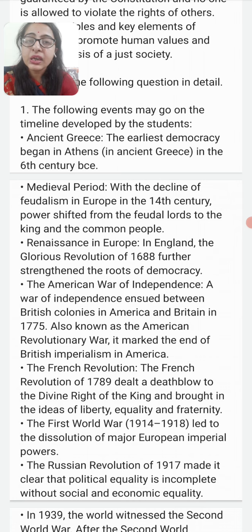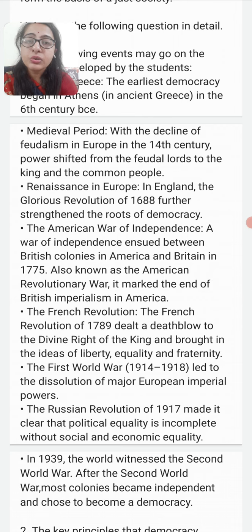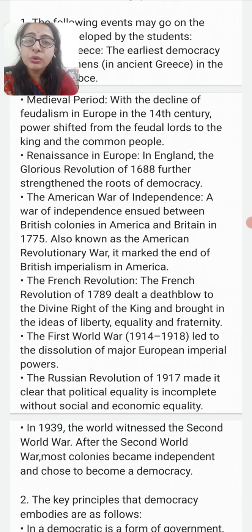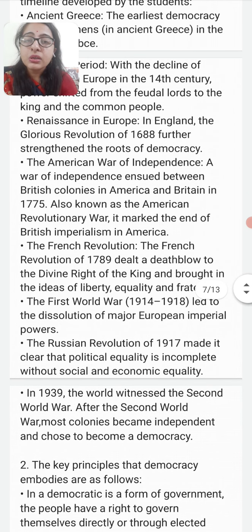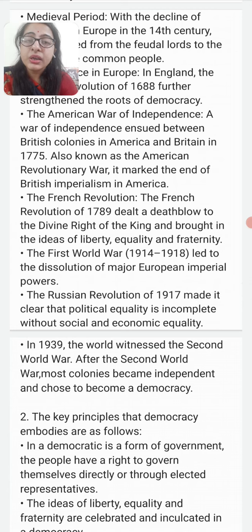So first was ancient Greece. The earliest democracy began in Athens in the 6th century BCE. Medieval period: with the decline of feudalism in Europe in the 14th century, power shifted from the feudal lords to the king and the common people. Then the Renaissance in Europe: in England, the Glorious Revolution of 1688 further strengthened the roots of democracy. The American War of Independence, what happened? The War of Independence ensued. It marked the end of British imperialism in America.